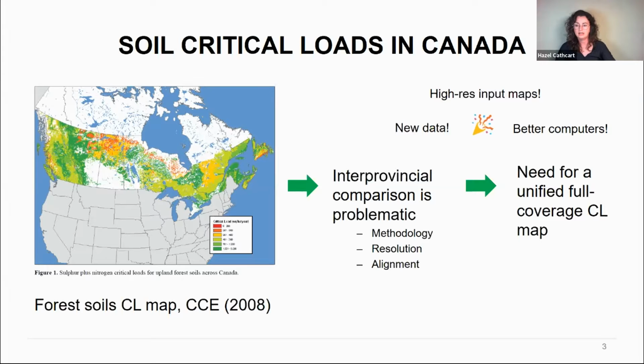So there remains a need for a nationally consistent critical load map to which updates and model deposition can be applied. Some of the barriers to improving and extending these maps in the past have been just a lack of mapped input data or data that was too coarse. We have a lot of new data, new high-resolution input maps, and increased computational ability now that we can use to improve the terrestrial critical maps for Canada.